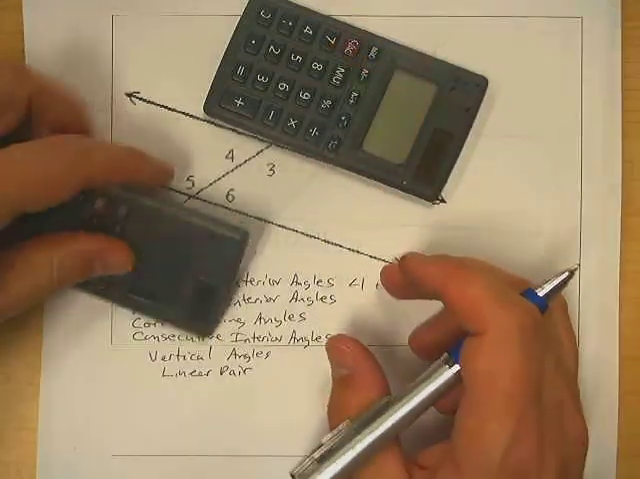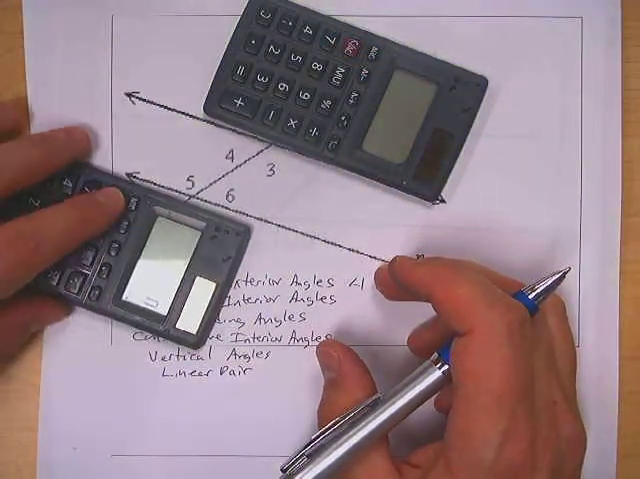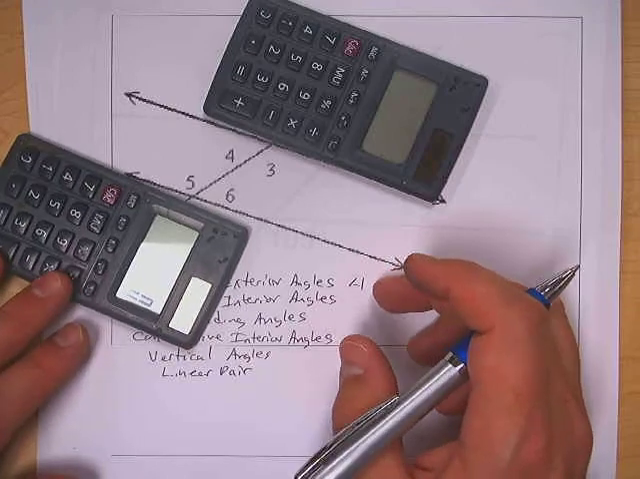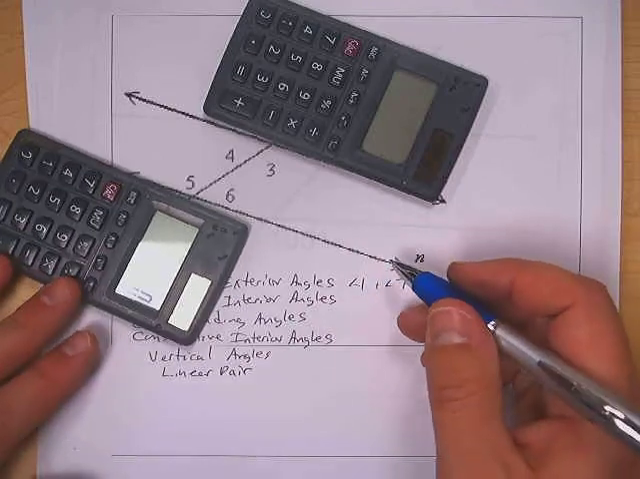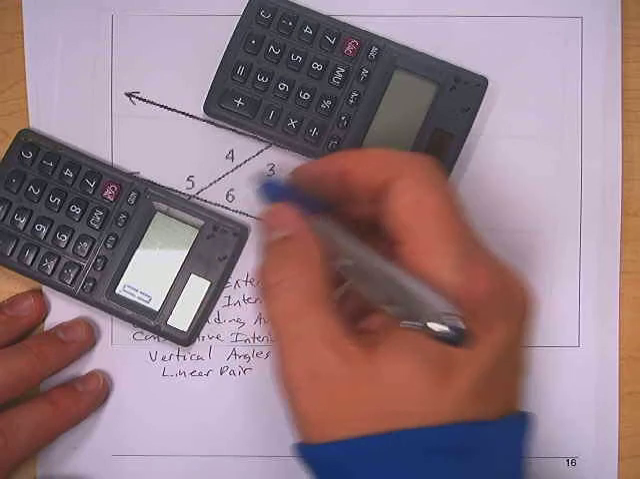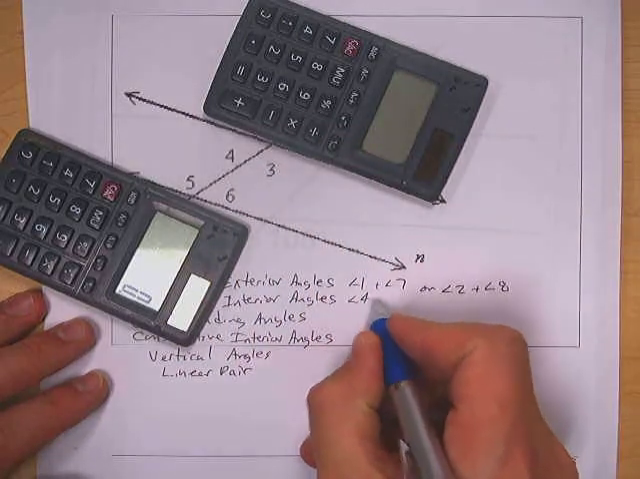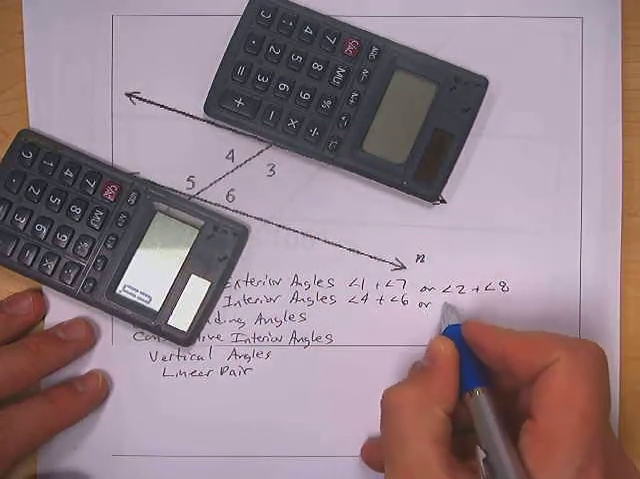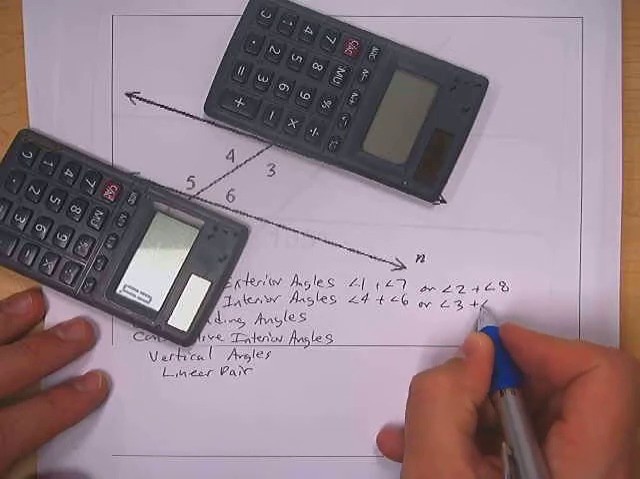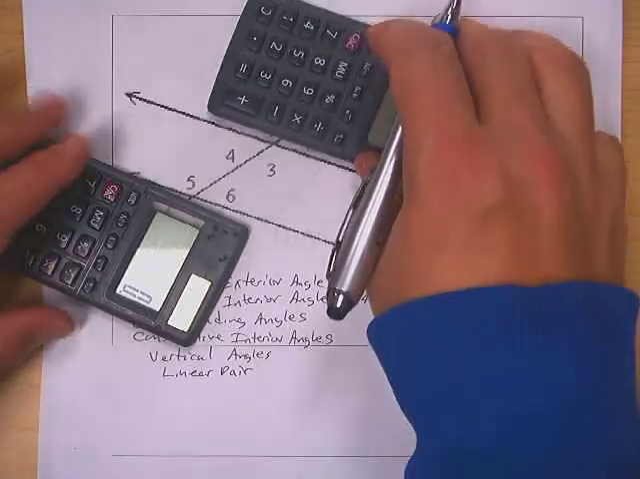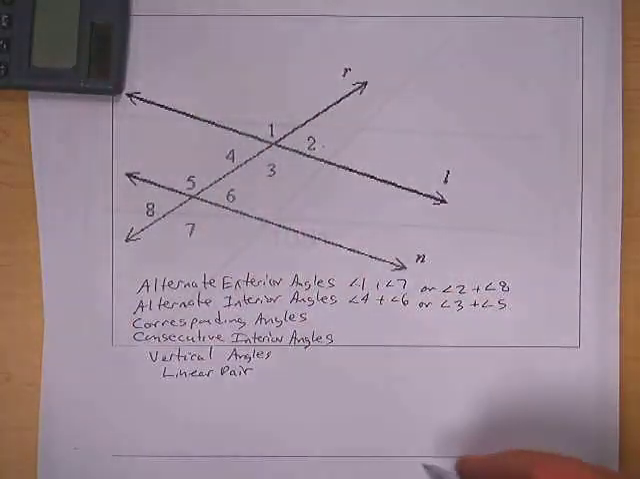Alternate interior now, a little different. They're on the inside, inside of these two parallel lines. So they're in alternate spots, so it would be like angle 4 and angle 6, or angle 3 and angle 5.